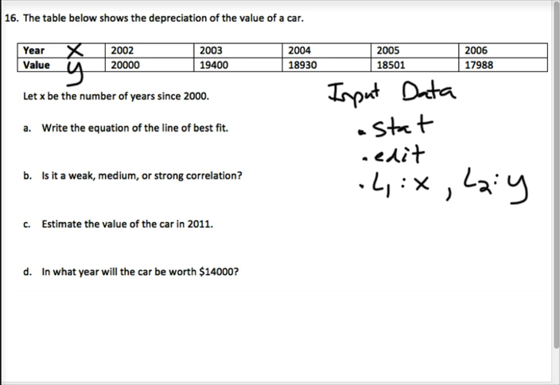Now, the important thing is also looking at the instructions. For the X's, you're not putting in 2002, 2003, 2004, 2005, 2006.